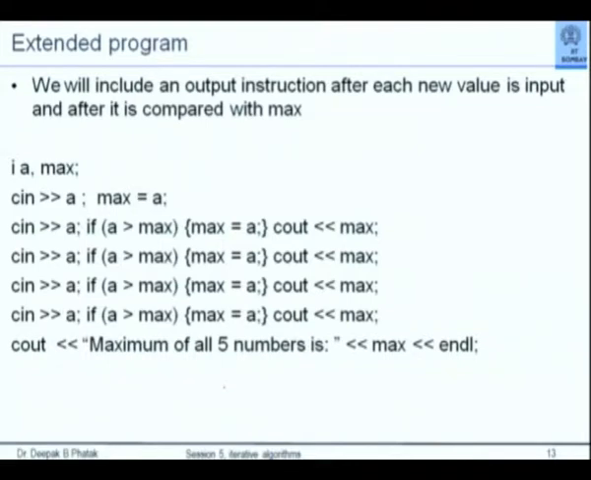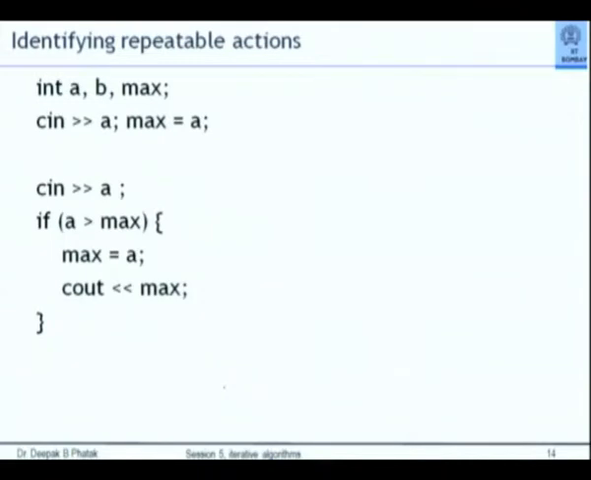Since our job, we started off by saying that we want to identify a group of statements which can be repeatedly executed, I have rewritten these in a slightly different form. int a, b, max; cin >> a; max = a. This is sort of the initial rigmarole. After that, what is written here? cin >> a. If a greater than max, max is equal to a. Oh God. Is this correct?